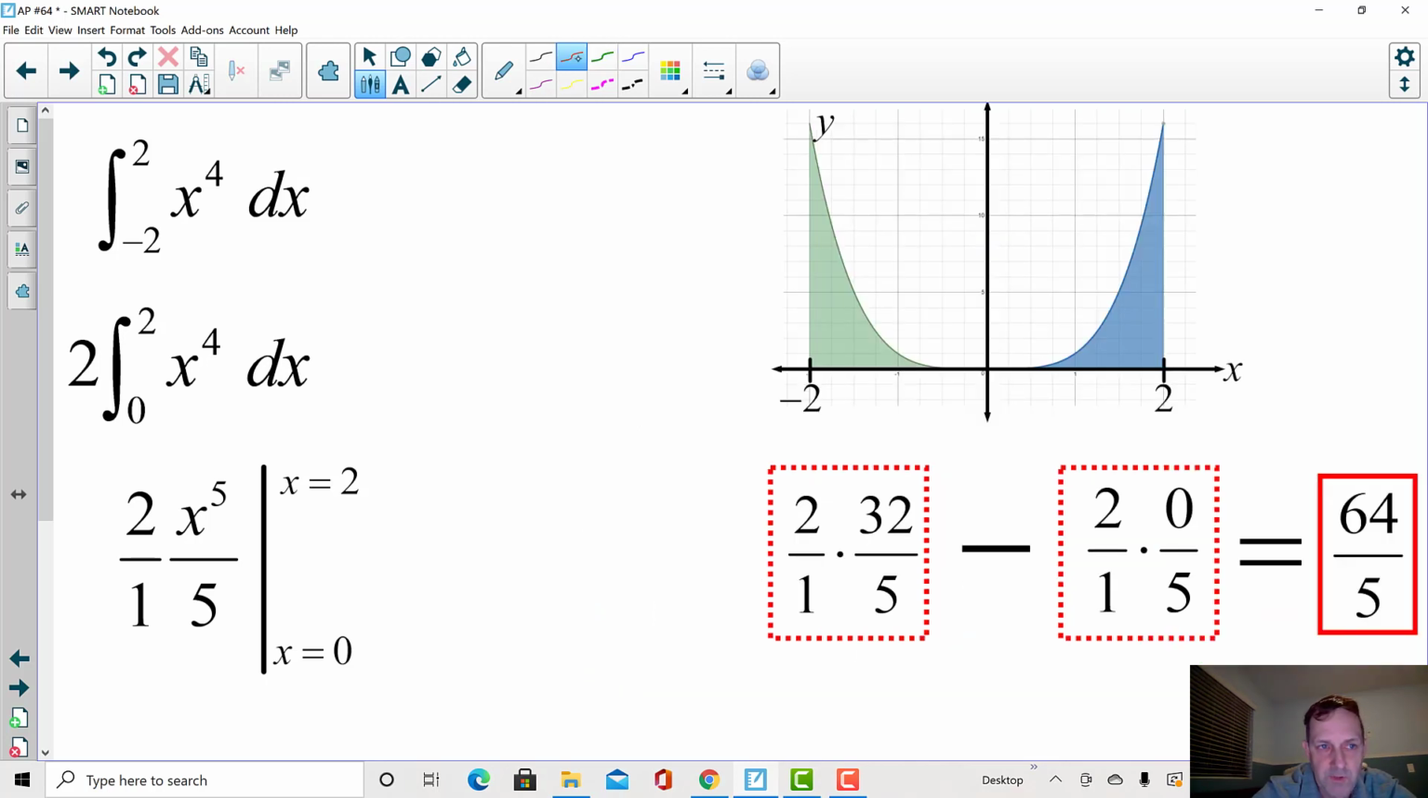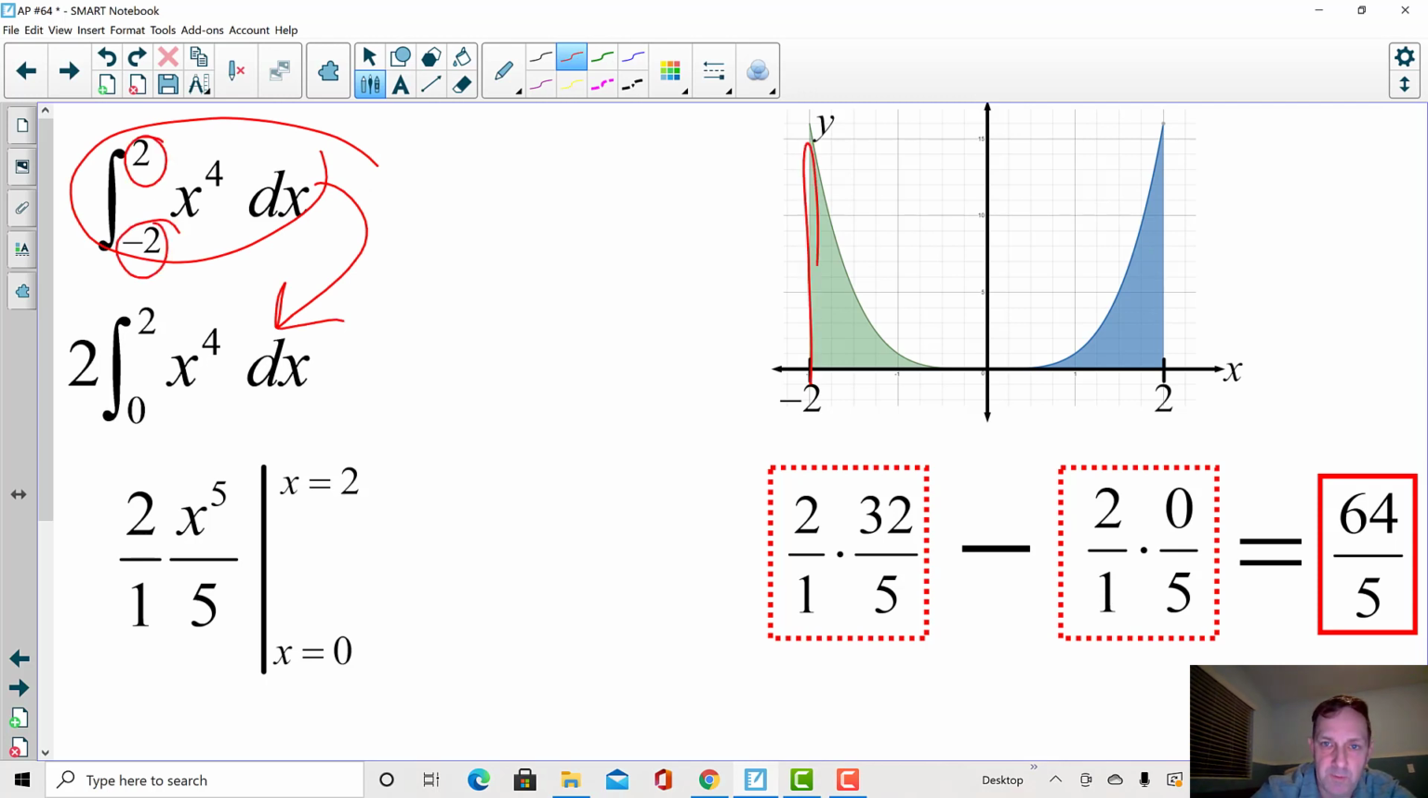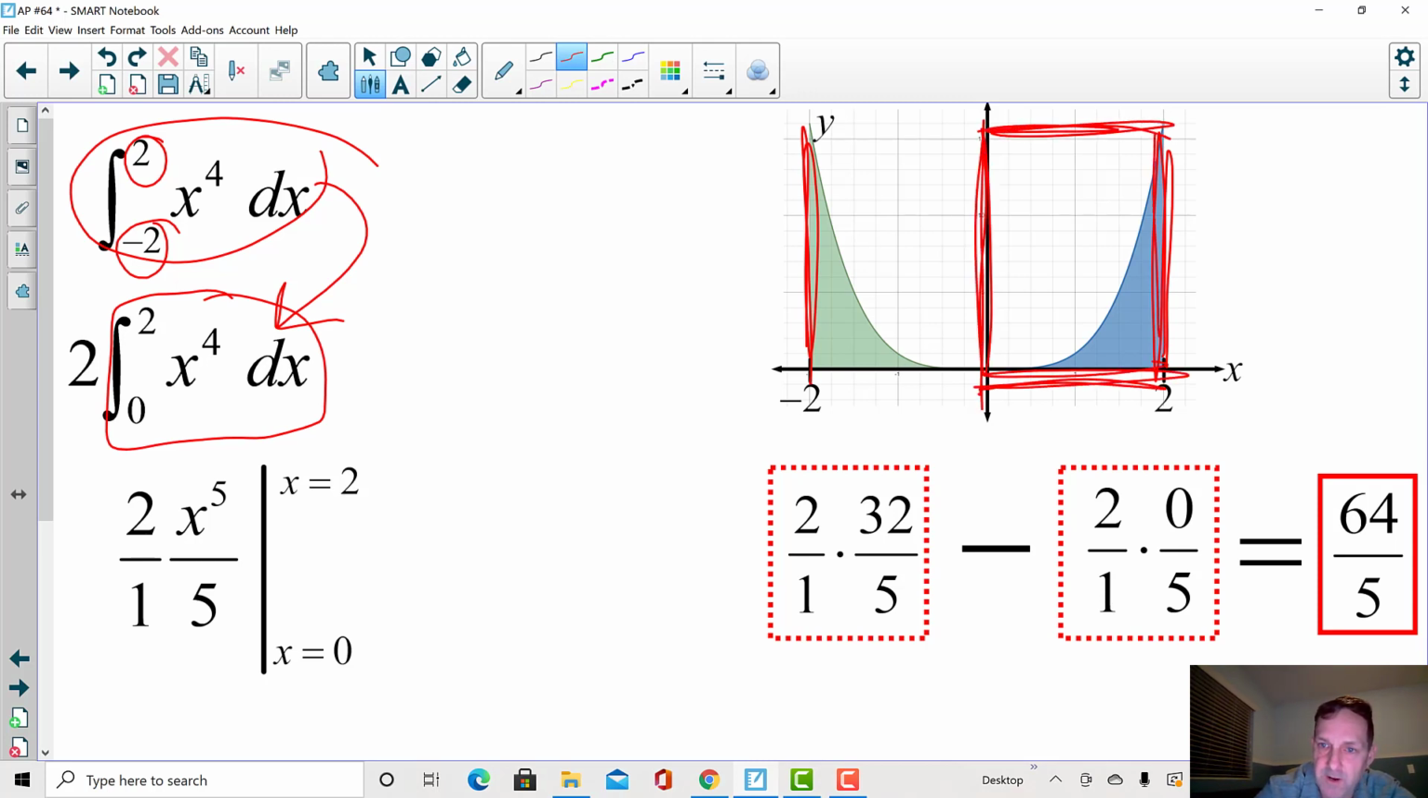Now, I want to remind you that you can only do this when you have an even function. Instead of going from -2 all the way to 2, which would be from the beginning all the way to the end, we went from 0 to 2. So we went from the middle to 2. So we found this integral over here on the right. And because you would get the same value on the left side, we were able to just double our answer. And that made it easier to calculate this integral.